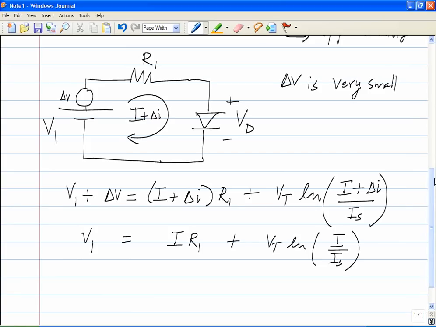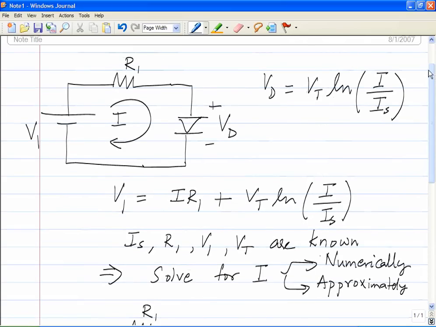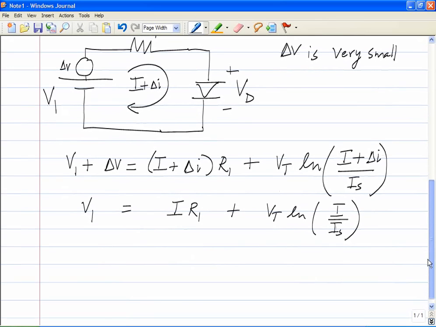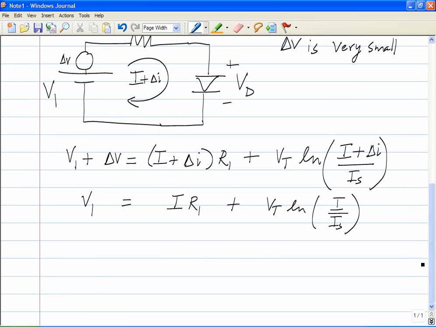Let's say I've already put in a lot of effort and found I in this network. The question is, if I just changed V1 by a very small amount, delta V, should I go through the entire procedure again, or is there a smarter way of figuring out what the new current will be? So what can we do? Any suggestions, comments?